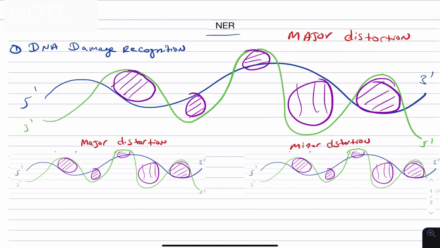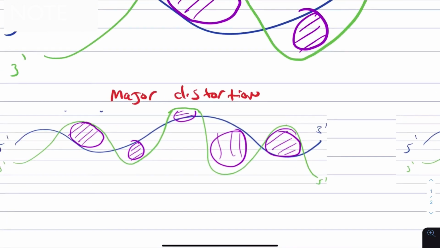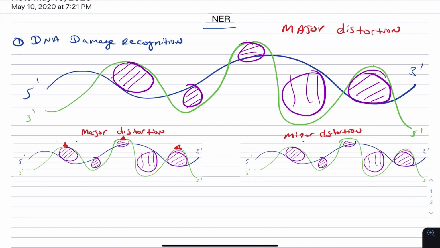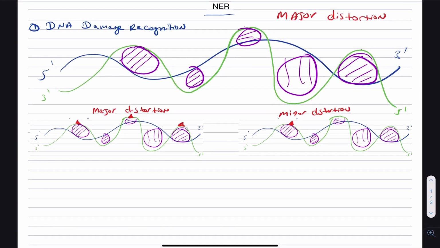And remember what we said: in a major distortion, there's more than one, right? For example, there's a lesion over here, maybe another lesion over here, perhaps another one over here. So you have multiple. Now in minor distortion, there's only one. Imagine you have one lesion over here, that's it. This is the difference between the minor and major distortion. Remember, both DNAs are wrapped around these histone complexes, and when we have that, we call that a nucleosome.